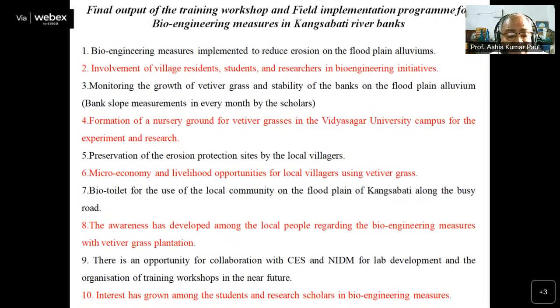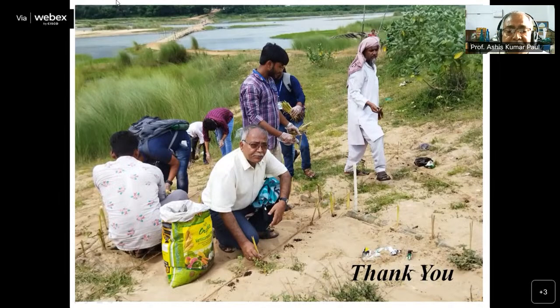And finally, interest has grown among the students and research scholars in bioengineering measures. So this is the final photograph. You can see how the experts, the villagers, the scholars, and the students were directly involved in the bioengineering measures on the vulnerable tract of the Kangsabati river for societal development.